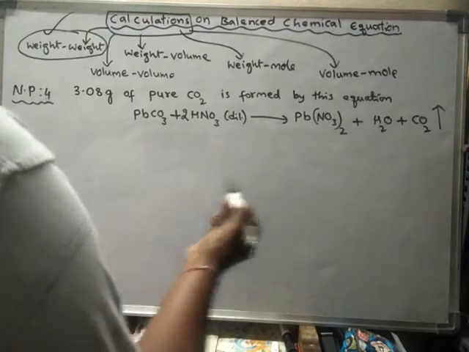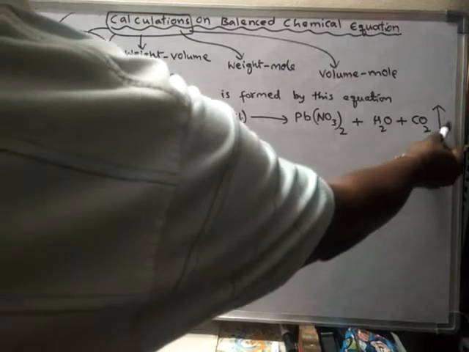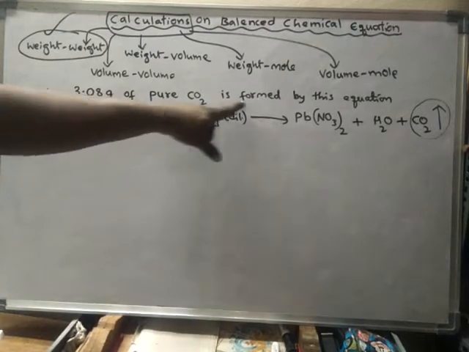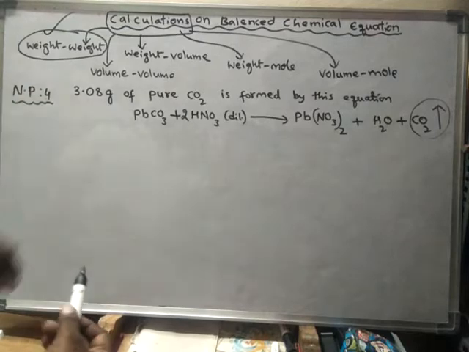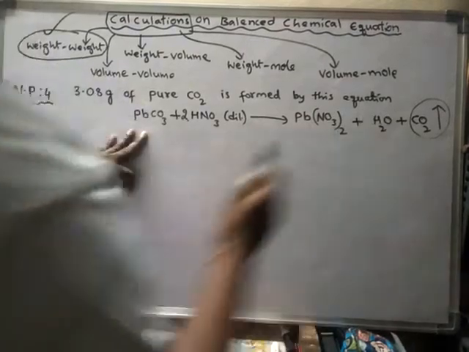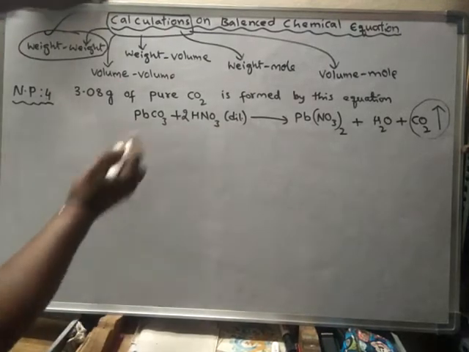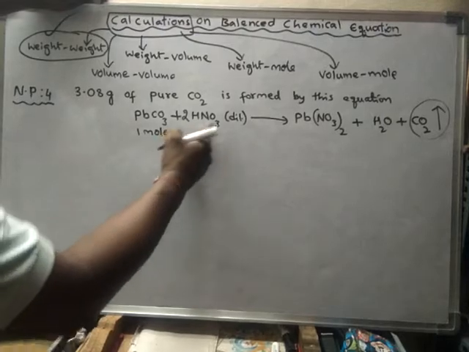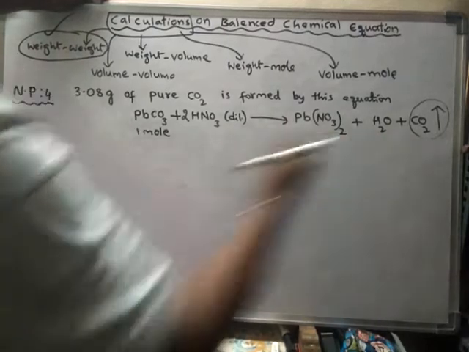So here the question is related to carbon dioxide. 3.08 grams of pure carbon dioxide is formed by this equation. First we will write the data based on the balanced chemical equation. Lead carbonate, how many moles? 1 mole of lead carbonate is given and 2 moles. No need of using all these things because we want only these two.